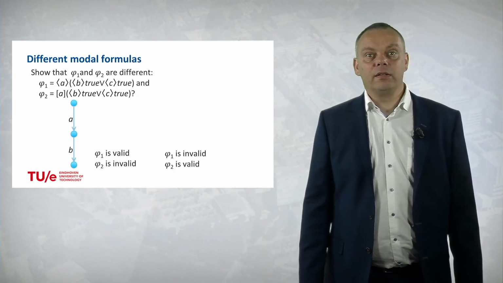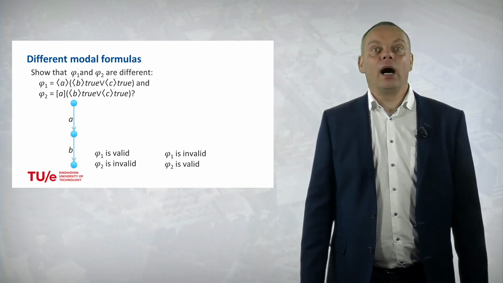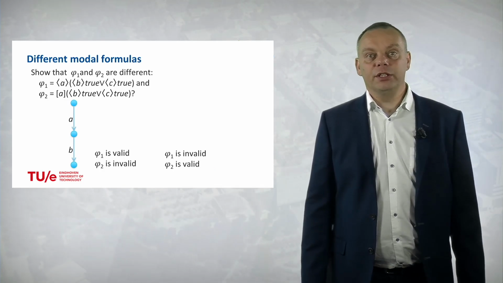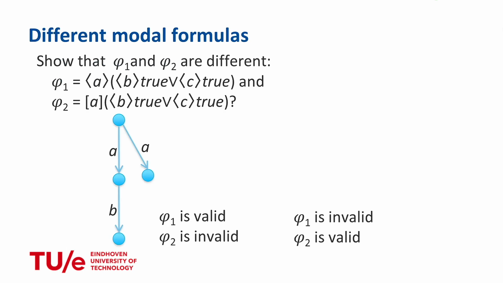And that means that if we want phi 2 to be invalid, we have to add something. And what we have to add is an A transition, after which we cannot do a B or a C. And that's done like this. So now phi 2 is invalid. And we must check whether phi 1 has not become invalid also. But what we can see is that we can still do this A followed by a B, making phi 1 valid. This extra A does not add anything to the validity of phi 1.